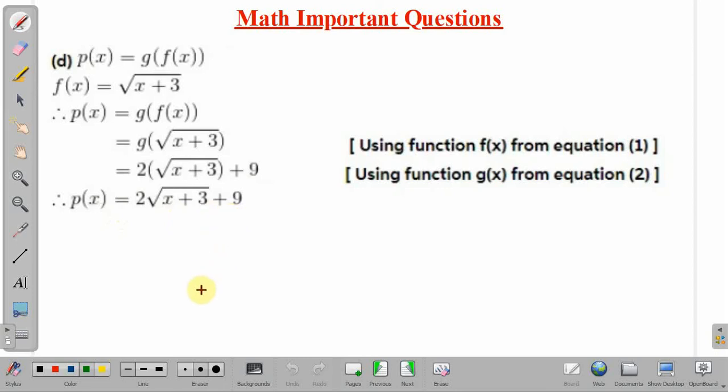Okay, friends. So in this lecture, we have discussed one important problem of mathematics.